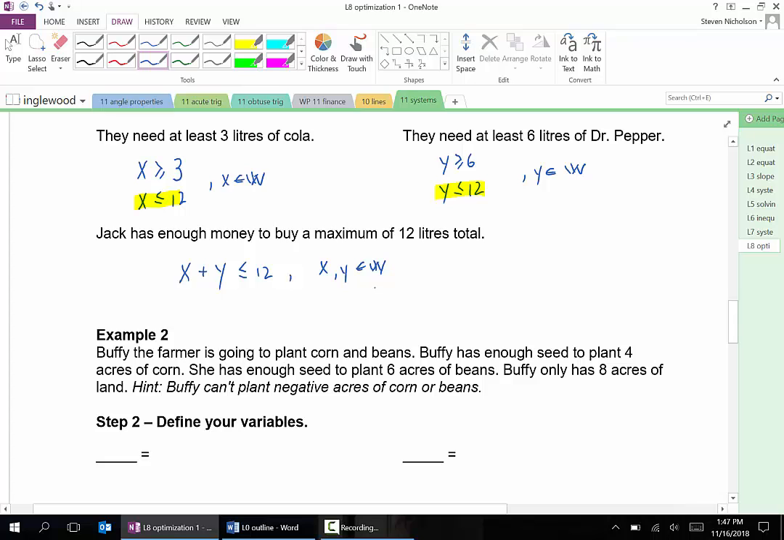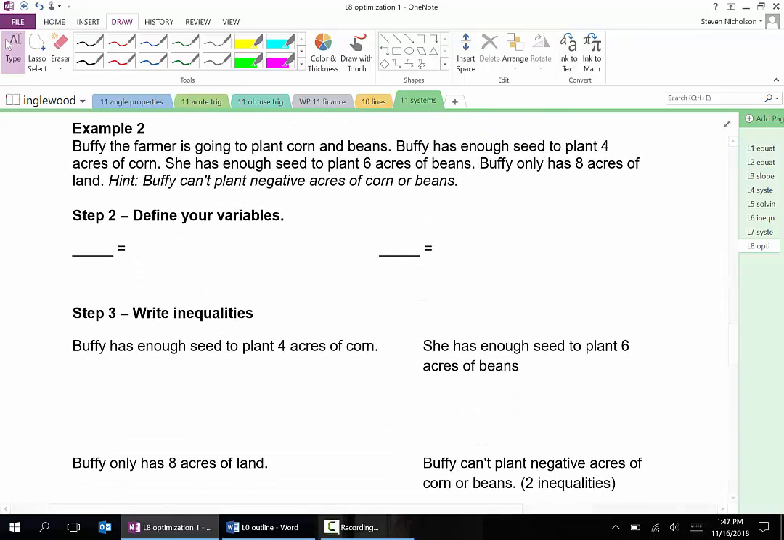And again, this idea of a whole number is it cannot be negative. And again, it makes no sense, right? It makes no sense buying negative cola. So again, what we're going to do eventually is put these all together. But today, we're just walking through the story, and we're going to define our variables and write the inequality, and that's it. So let's look at another example.